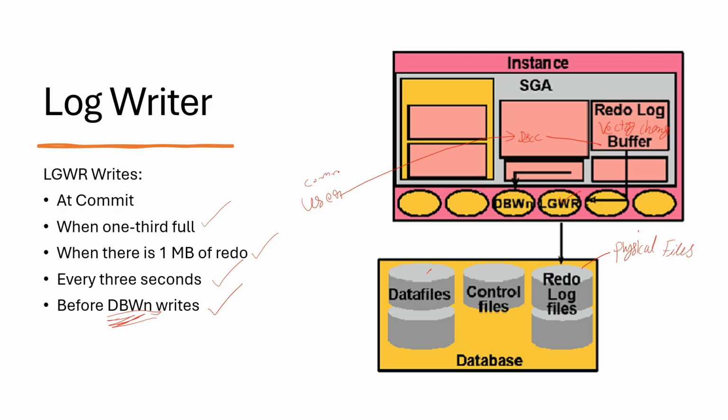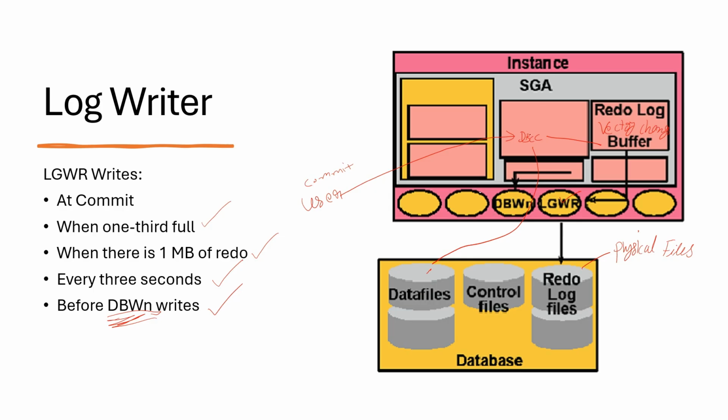Your data is updated. It will not wait for the db writer to come into the picture and write the data from here to here. If it waited for that, it would take a lot of time to do a commit transaction, right? So you don't need to wait for that, because those changes will be available here. In case of roll forward or roll back, we can use this redo log buffer and redo log files for that. So it won't wait for the db writer to write the dirty buffers to the data files.